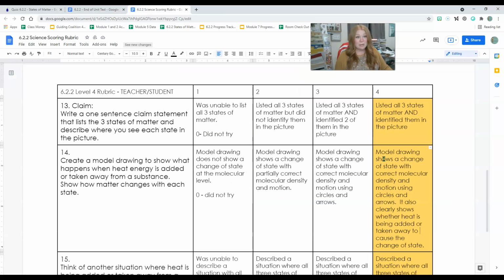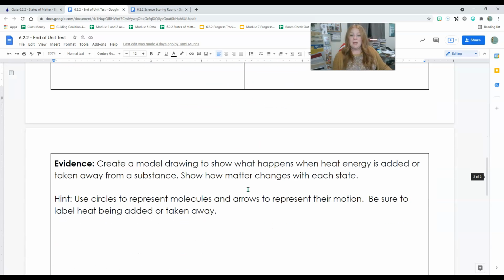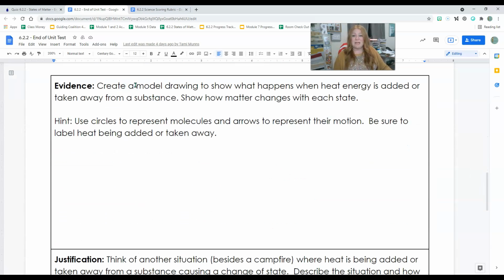If you're looking at the rubric that will be posted up on the board, to get a 4, you need to list all 3 states of matter and identify a correct one in the picture. If you do not do all of them, that bumps you down each one. So I'm only going to look at the 4s because that's what you should be able to communicate back to me. The next part wants us to create a model drawing to show what happens when heat energy is added or taken away from a substance.